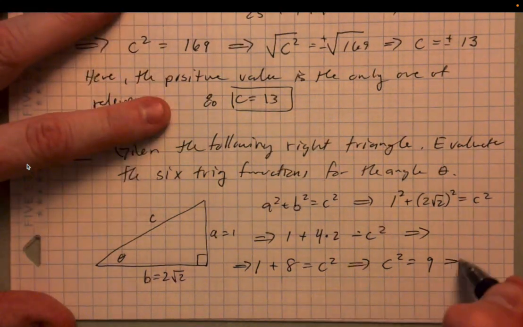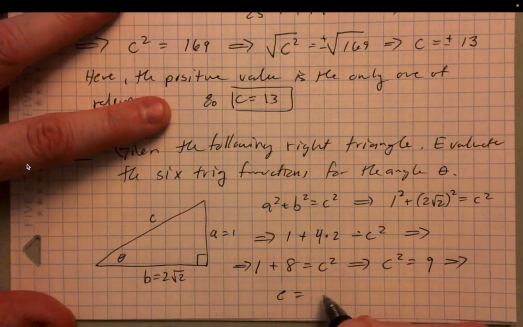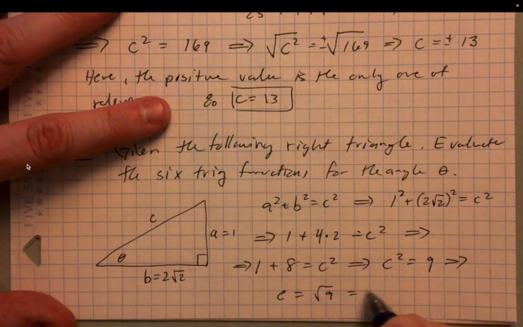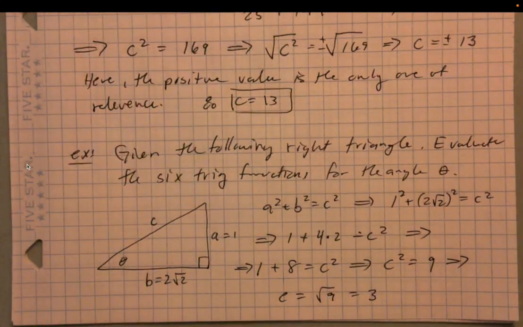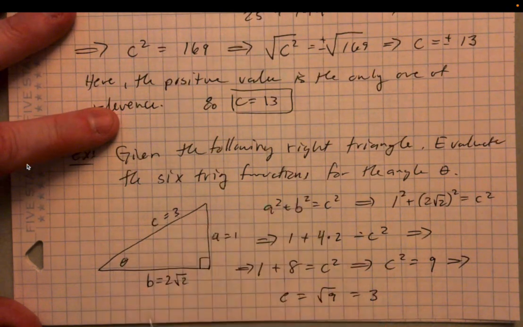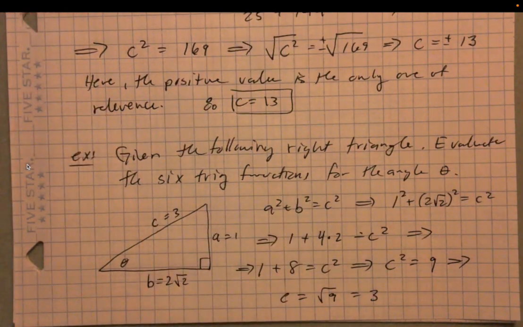Okay? And so that means that our c is equal to the square root of 9, which is 3. Right? Now technically plus or minus the square root of 9, but we know that we're talking about triangles, so the positive one is what we want. Okay, and so that means c is equal to 3. Okay, so that's the first part of the problem. Now we just have to apply the definition of the trig functions to this right triangle and finish the problem. So let's do that.